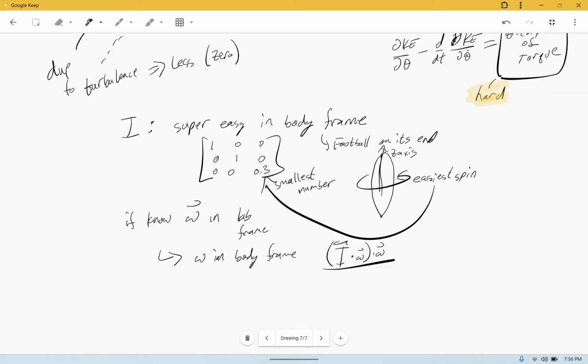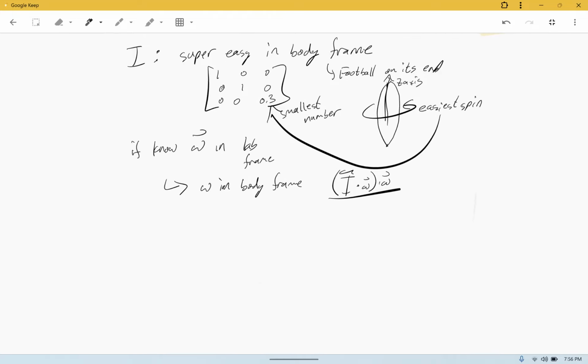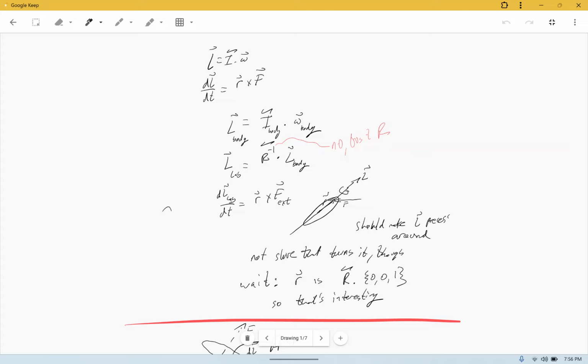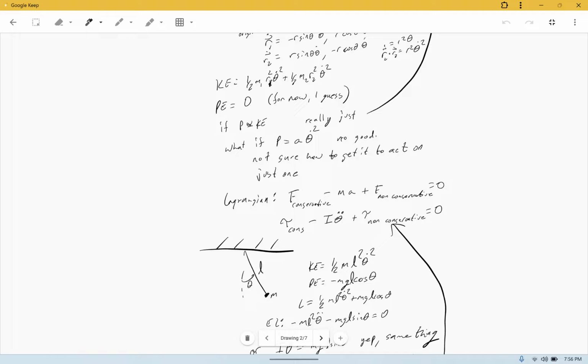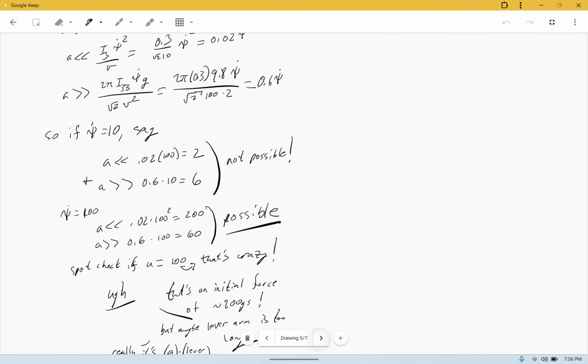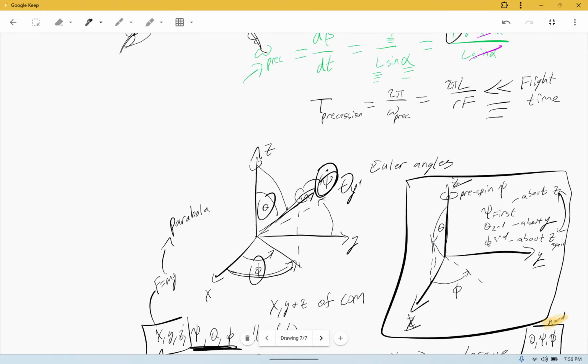So if you can figure that out, then you just need to figure out if you know the torque. Whoa, what just happened? Oh my God. What just happened? Oh, there we go.